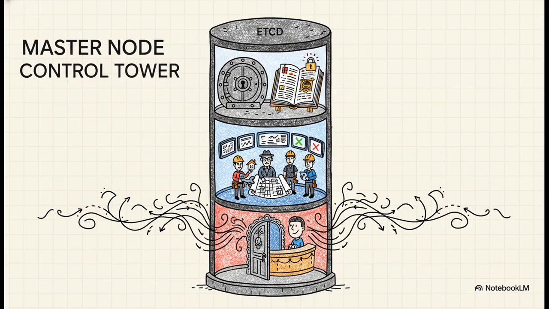It's always watching, and if it sees a building crumble, it automatically sends a crew to rebuild it. And finally, you have etcd. This is the official city records office. It holds the single official truth about everything happening in the entire city.